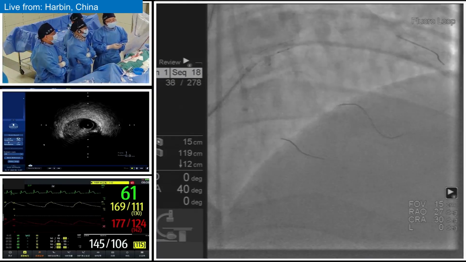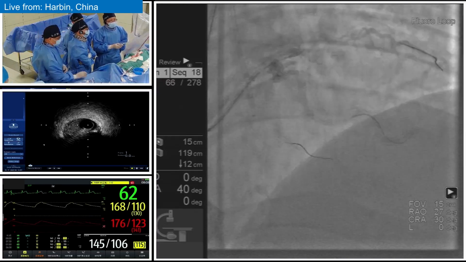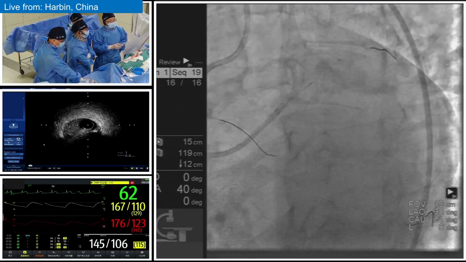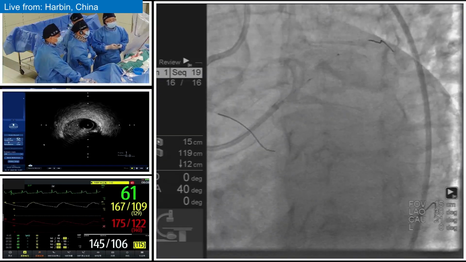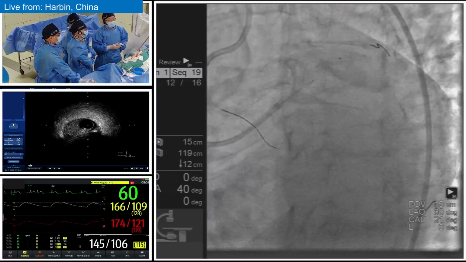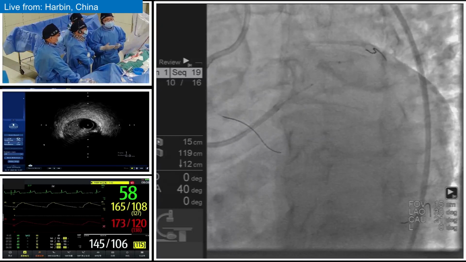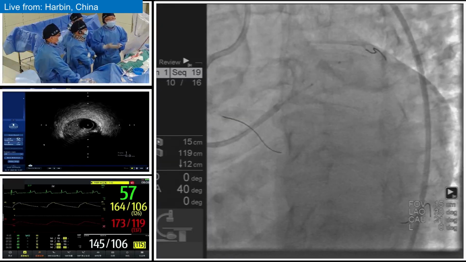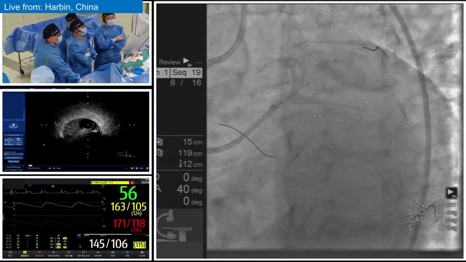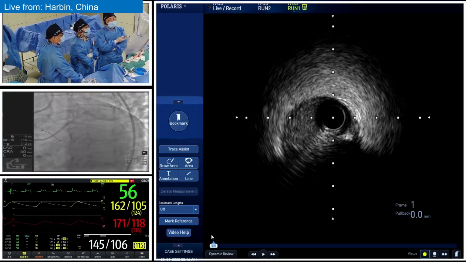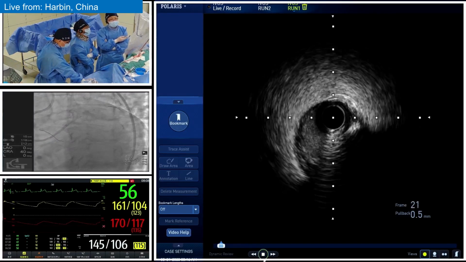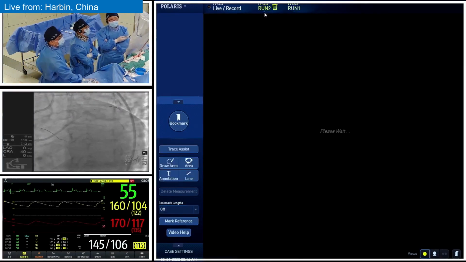And even with Corsair and with the aid of the Sasuke, we still couldn't puncture it. In order to make sure of the outcome of the LED, we did IVUS. Okay, please show the IVUS. Dr. Chao, could you interpret the IVUS imaging?